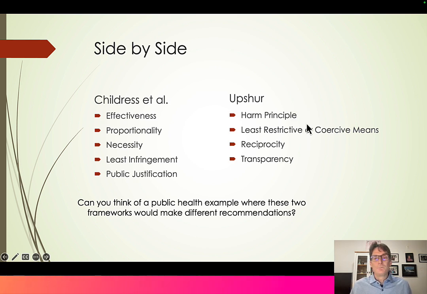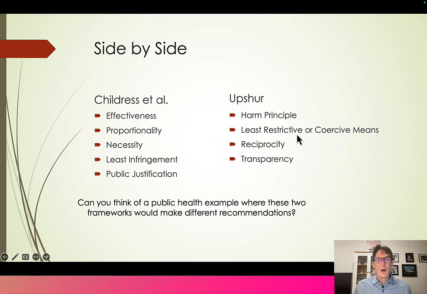If we go over here to Upshur, we can see that the first question you ask is about the harm principle. If this intervention is restricting someone's freedom, is it the case that their behavior is harmful to some third party? And if the answer to that is no, it really only is harmful to themselves, then Upshur's framework says, well, maybe this isn't really a public health thing to do. This isn't something that public health should be involved with. And so you can see there's a very different starting question.